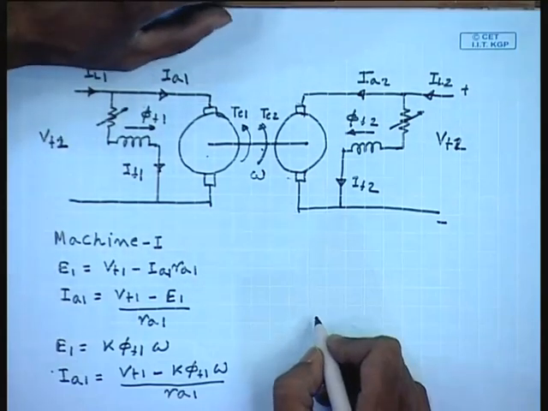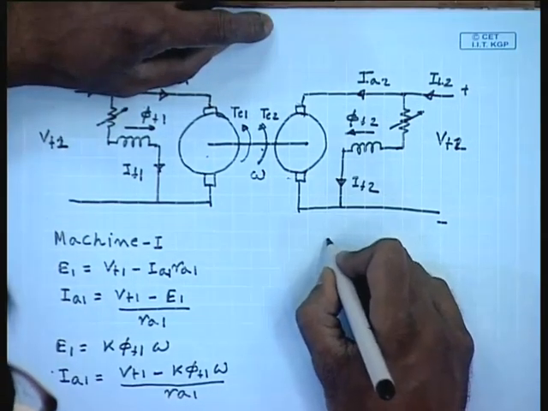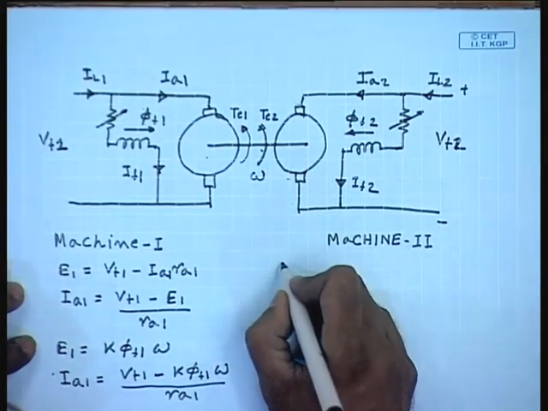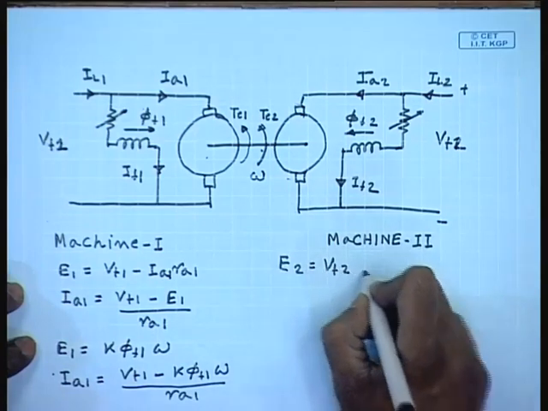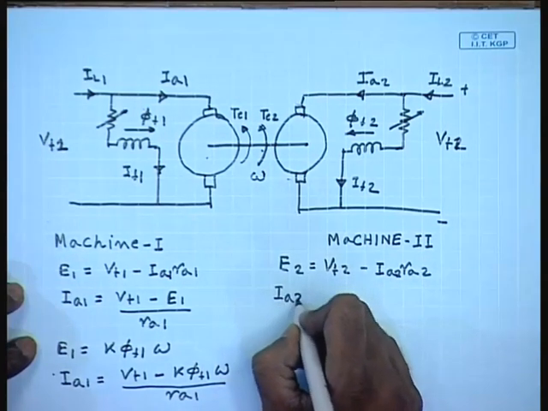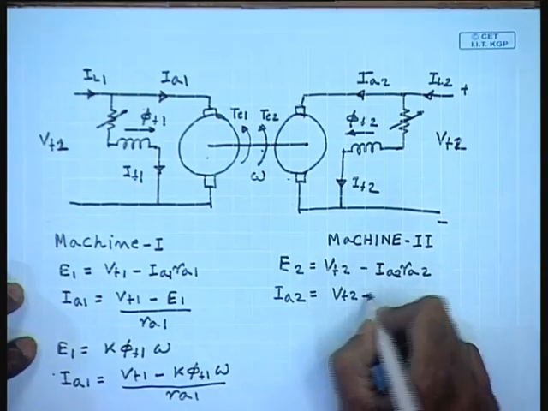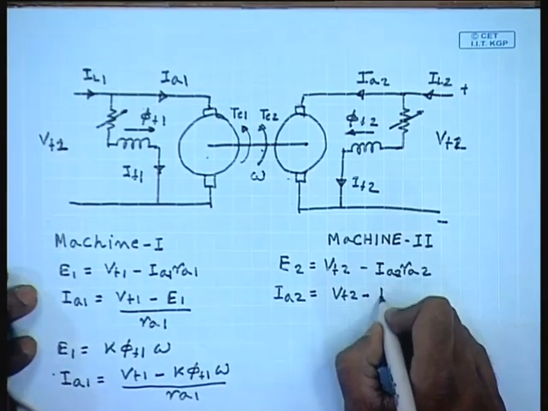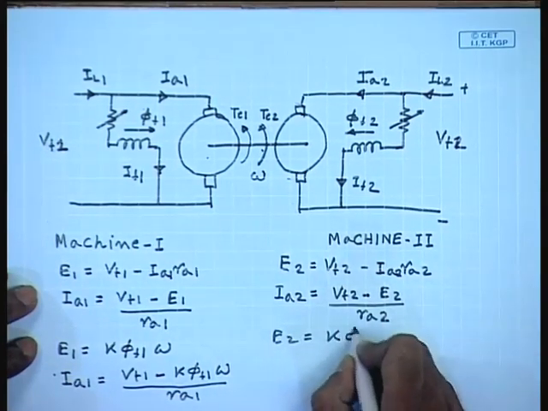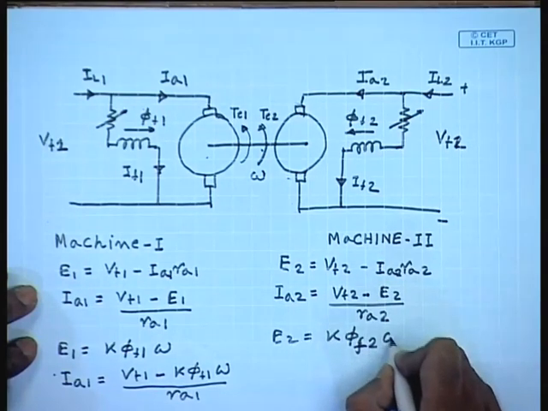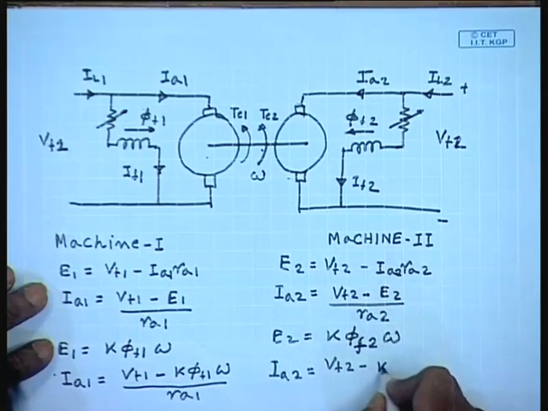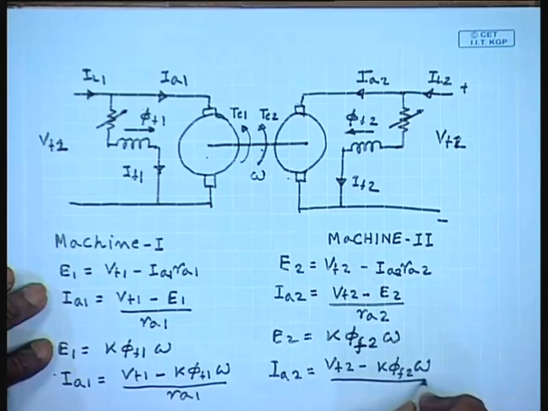Similarly, for machine 2, E2 equals Vt2 minus Ia2 Ra2, Ia2 equals Vt2 minus E2 by Ra2, E2 equals K phi F2 omega, and Ia2 equals Vt2 minus K phi F2 omega by Ra2.